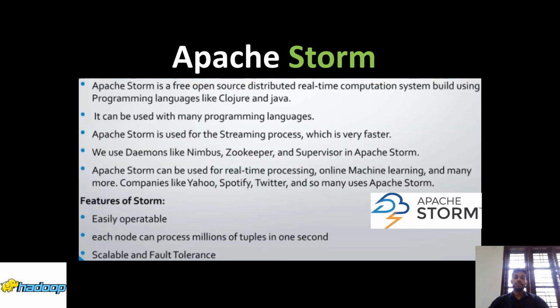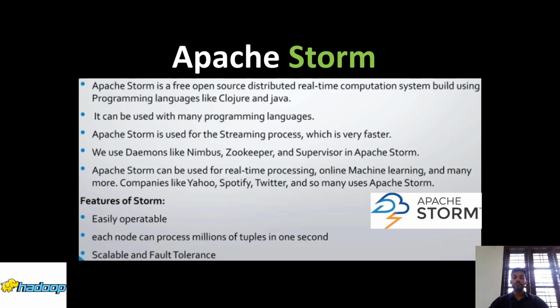Apache Storm is an open source free distributed real-time system, which is built on top of programming languages like Clojure and Java. It can be used with many other programming languages, it is used mainly for streaming purposes, and it is very fast. We use daemons like Nimbus, Zookeeper, and Supervisor in Apache Storm, and it can be used for real-time processing, online machine learning, and many more functionalities. Companies like Yahoo, Spotify, and Twitter make use of Apache Storm.